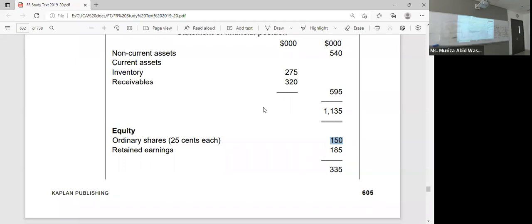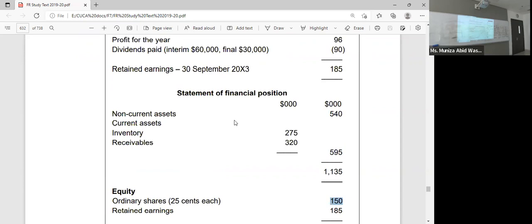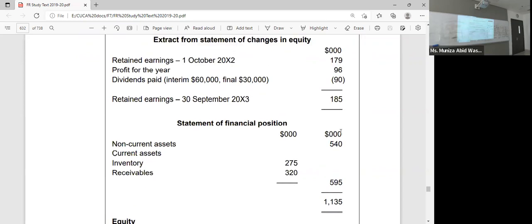600,000 are the number of shares. Okay. Dividend per share: 90,000, so 90 divided by 600 is 0.15. 0.15 is the dividend per share.